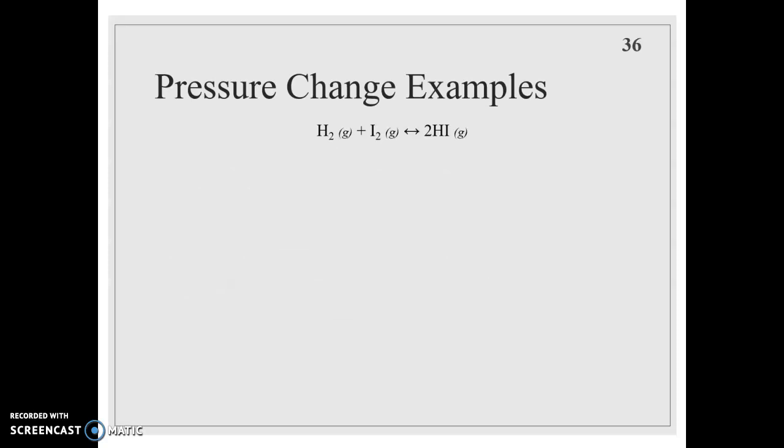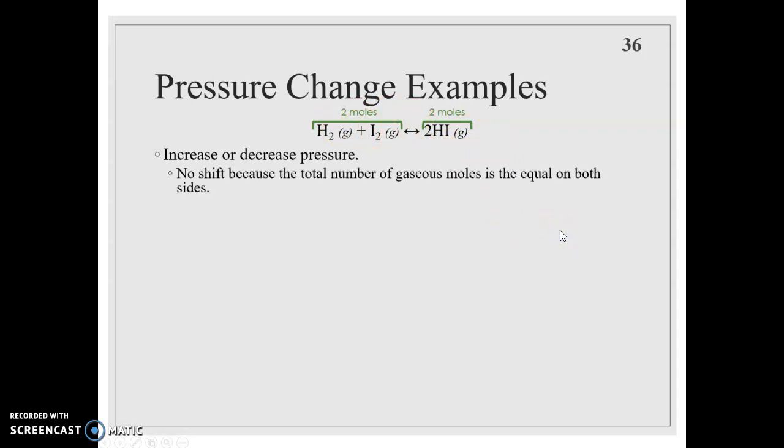Still using the same reaction for this first example, let's talk about what happens when you increase or decrease the pressure. Let's look at how many moles of gas we have. We have 1 mole of H2 gas, 1 mole of I2 gas, and then on the other side we have 2 moles of HI gas. That means there's the same number of total moles on the left and the right side of this reaction. What does that mean? It means there's not going to be a shift if you change the pressure.